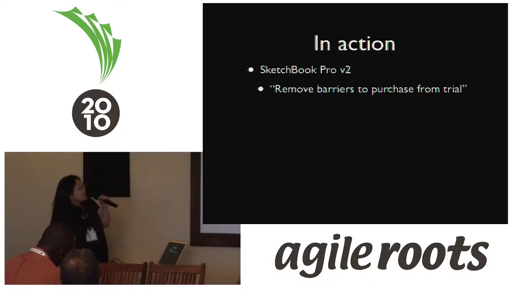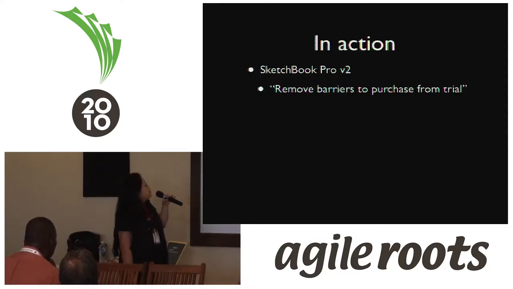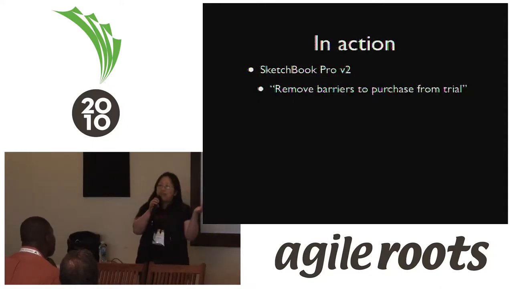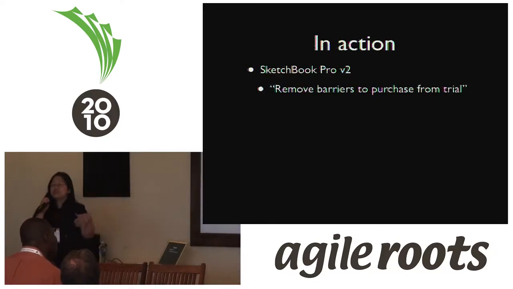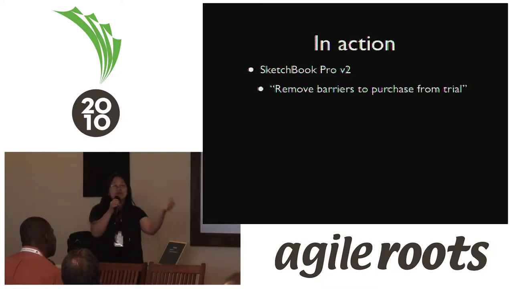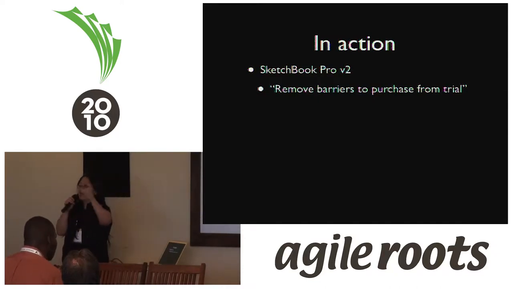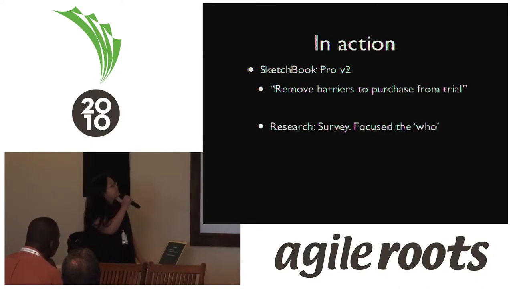So for V2, the release goal was to remove barriers to purchase. As I said, we had a trial version, and it was very successful in that we got great reviews and people said they loved the product, but oddly enough, there were not that many conversions, right? People were downloading it and using the trial, but they weren't purchasing from the trial version. So we were going to remove the barriers to purchase.